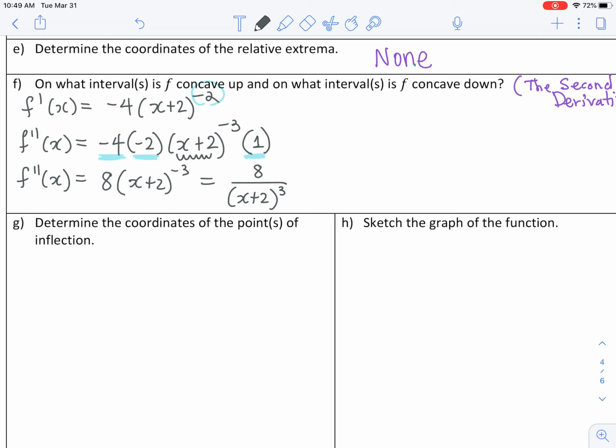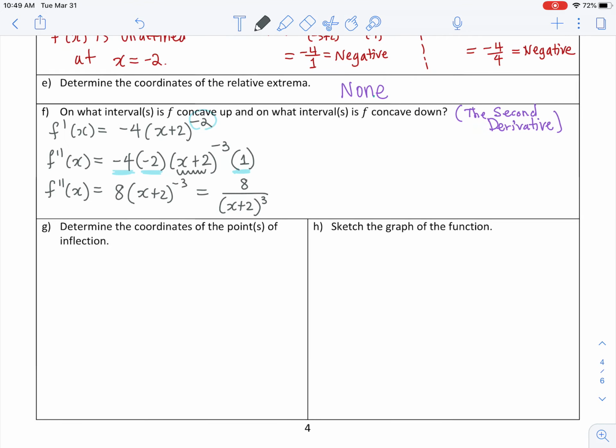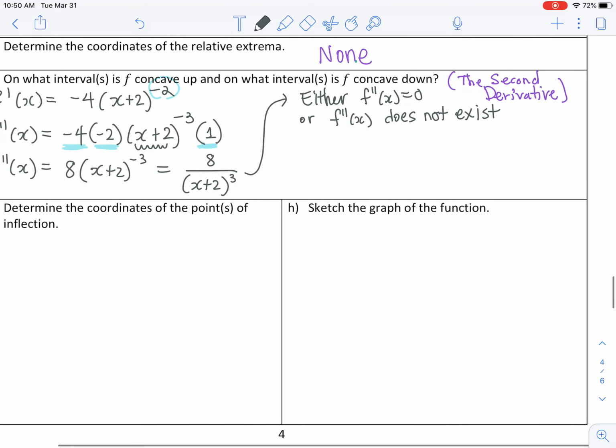On the problem that you're going to submit for me, you need to show me the first derivative and the second derivative. Nowhere on this paper will I ask you to find those, but in order to find the intervals where the function is increasing, decreasing, concave up or concave down, you need to find them. Possible or potential inflection points are where f double prime is equal to 0 or f double prime of x does not exist. That's how you find these boundary points.